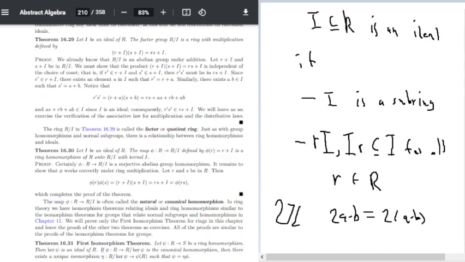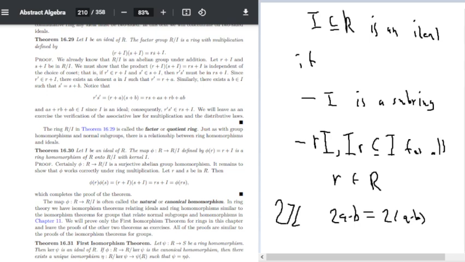Theorem 16.29. Let I be an ideal of R. The factor group R over I is a ring with multiplication defined by (r + I)(s + I) = rs + I. Note that we're able to define the factor group in terms of the abelian groups, and because every subgroup of an abelian group is normal, we can define this always. The main difficulty is defining the ring structure on this: (r + I)(s + I) is equal to rs + I.